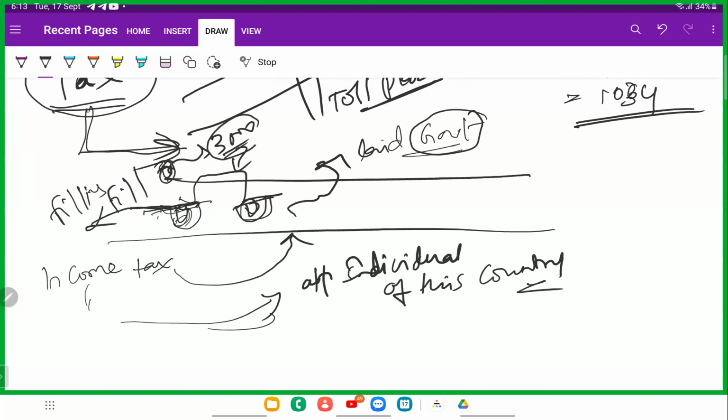So there I am paying tax. How am I paying tax? I am purchasing petrol for my car. So that is one form of giving tax to the government. That is called excise tax. Why? Because I am paying tax to the government through this fuel. Then I will travel on the road.